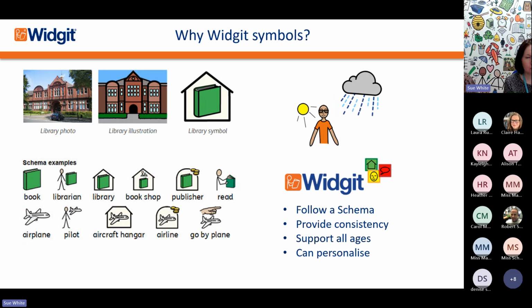And then we ask why Widgit symbols in particular. I think you can see there, from the photograph to the illustration to the symbol of the library, how a symbol represents the concept of the library. It's not just your library in your town, but it represents all libraries. And Widgit symbols follow a schema around that idea of representing concepts. They're consistent, as you've seen in the previous slide.